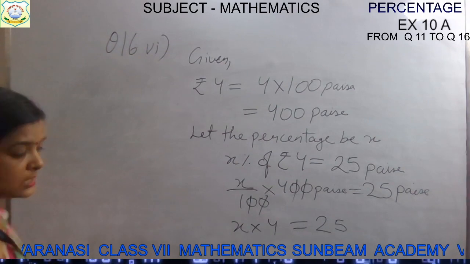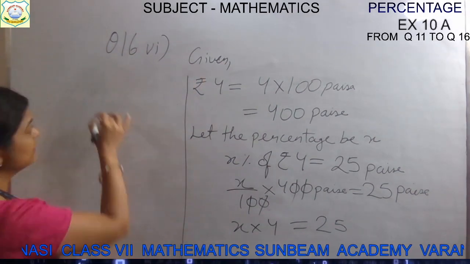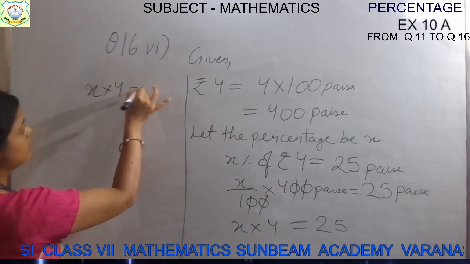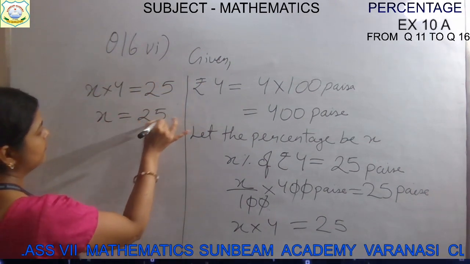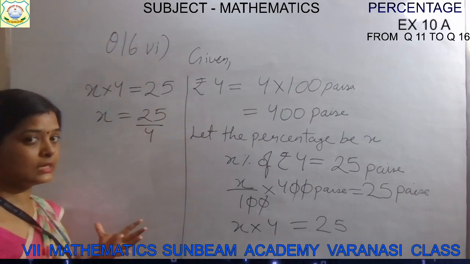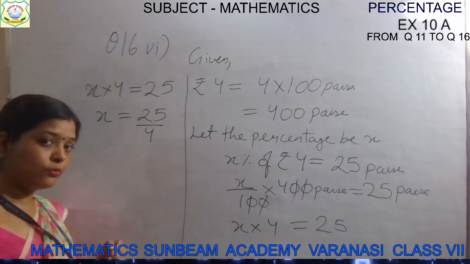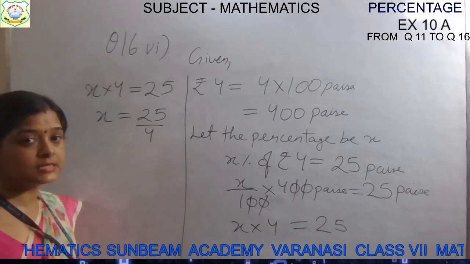Now I am writing it here: x into 4 is equal to 25. So x is equal to 25 by 4. Either you write it in this way because it is the simplest answer: 25 by 4 percentage of rupees 4 is 25 paise.